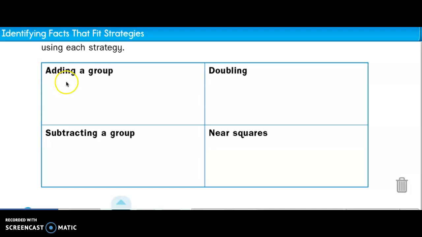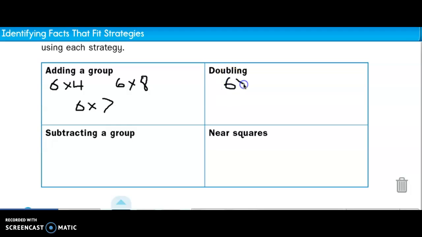But in these boxes, adding a group. So we're going to put the multiplication 6 times 4, 6 times 8, and 6 times 7. Okay, for the doubling, we're going to put some multiplication facts.